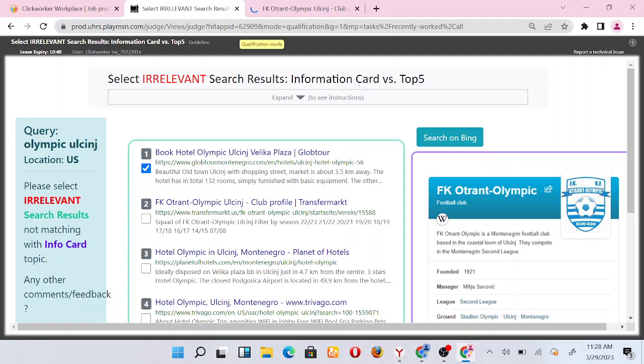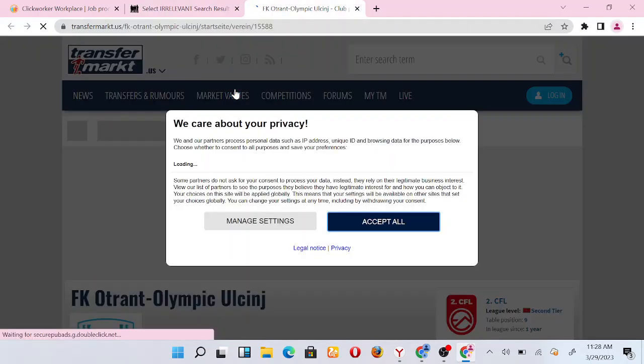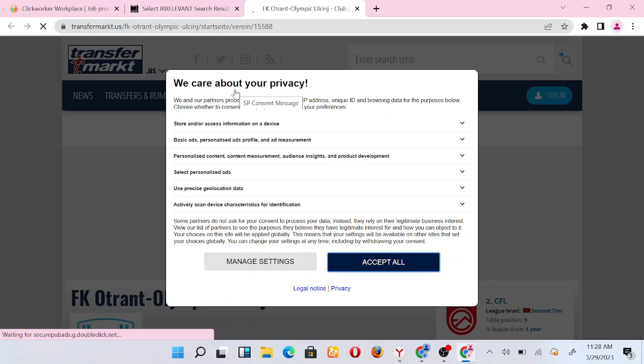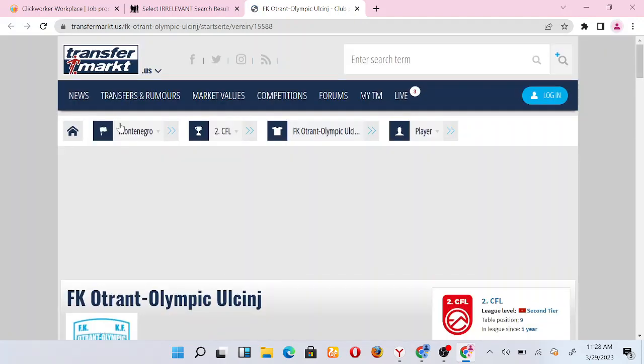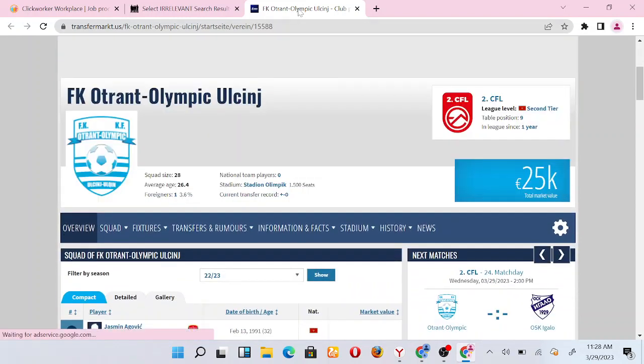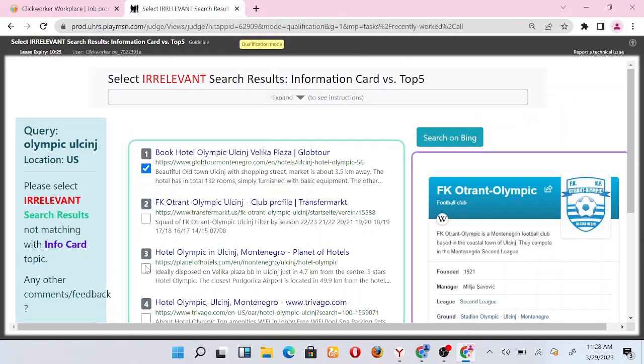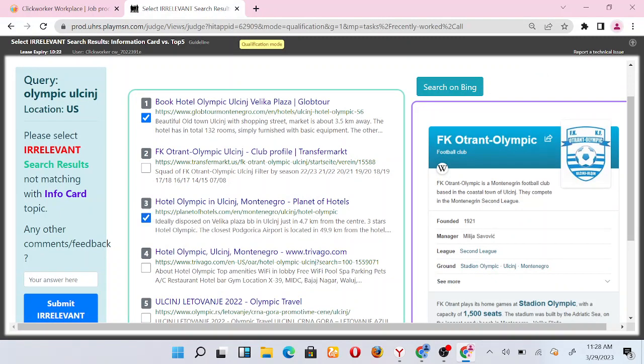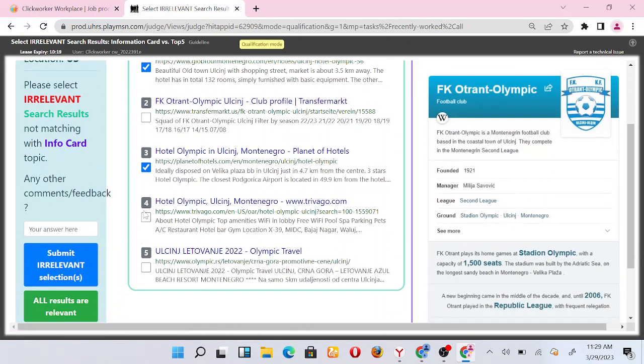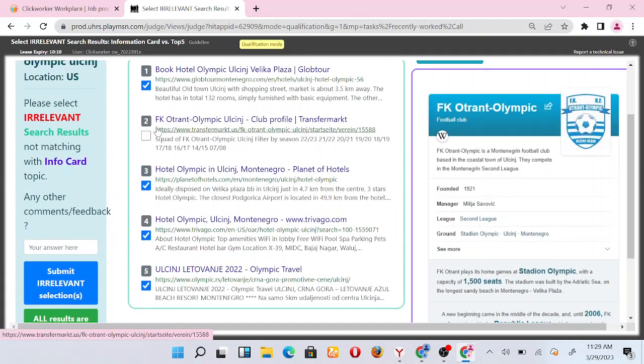Sometimes you open to check. Now this one is good, transfer room. Okay, this is talking about the team itself. So hotel in this, so it's bad. Hotel Olympic is not even talking about the FK, so I think LUC, whatever, big travel. These ones are straight irrelevant. The only relevant here is this FK Orante Olympic.